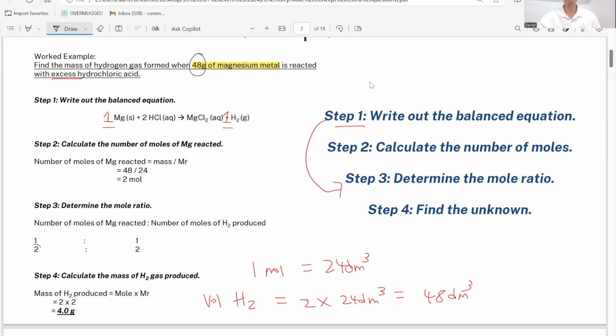And finally, in step 4, we are supposed to find the mass of hydrogen gas. Now, what's the formula to find mass again? Mole times Mr, right? So we have 2 moles of hydrogen times the Mr of hydrogen to get 4 grams. I can change the question as well, right? Instead of finding the mass of hydrogen, what if I challenge you to find the volume of hydrogen? 2 moles times 24 dm cubed. Why? Because 1 mole of any gas occupies 24 dm cubed. So the final answer, if they're asking for volume, could be 48 dm cubed as well.